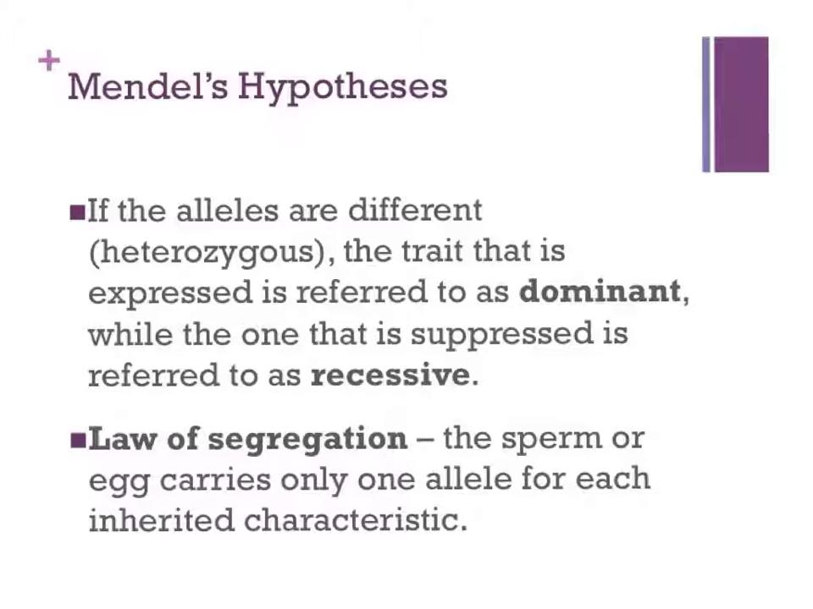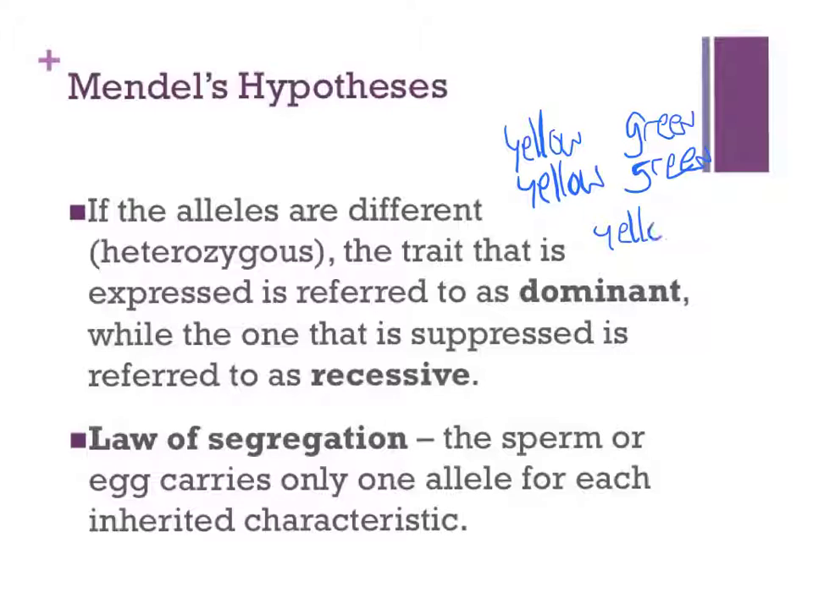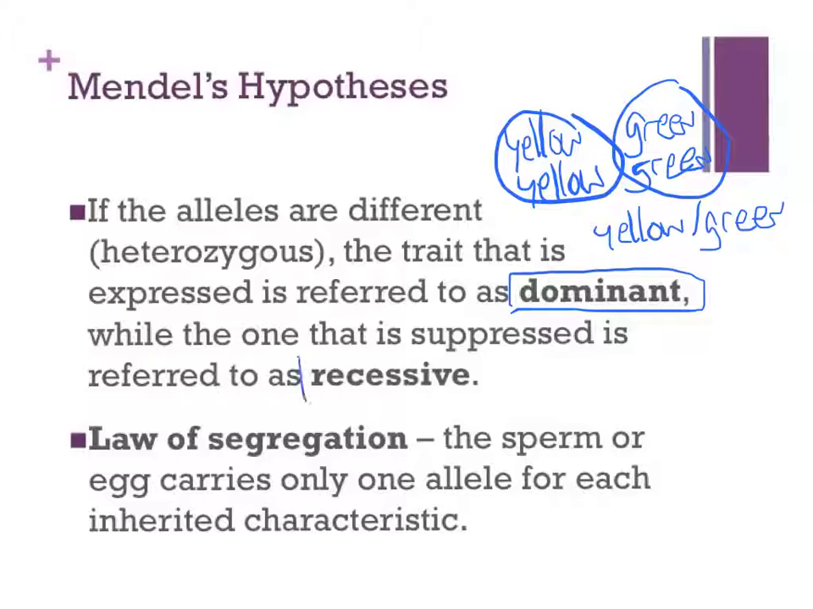In the example, we had 2 purebreds, so we had yellow and yellow, that would be homozygous, and then the other one was green and green. And when they bred, we had something that had a yellow allele and a green allele, so it's heterozygous, these top 2 being homozygous. The trait that is expressed is referred to as dominant, and the trait that is suppressed is referred to as recessive. So in this case, because that first generation was all yellow, yellow is dominant and green is recessive.